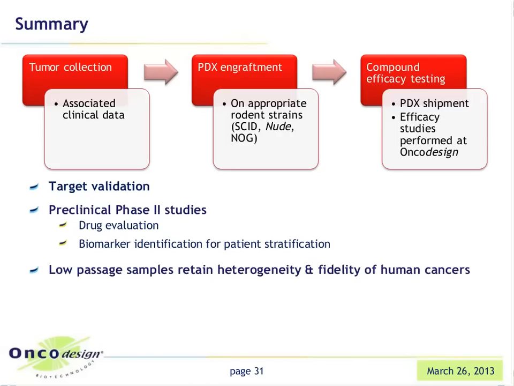And a good thing is we try to work on low passage samples that will retain the heterogeneity and the fidelity of human cancer. All the studies that I have shown you today were done on tumors below 10 passages. The histological structure remains good for a longer time, but there is not much study that has been done on human tumors over 40 or 50 passages. This is something that is not done yet.